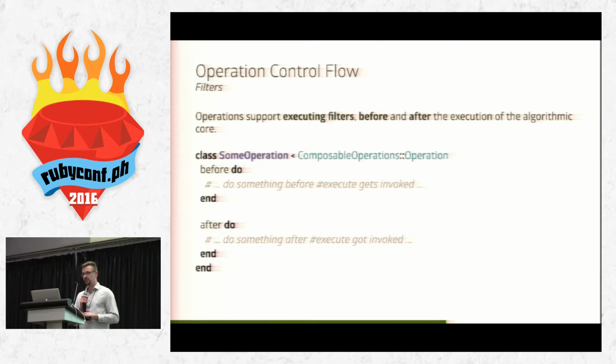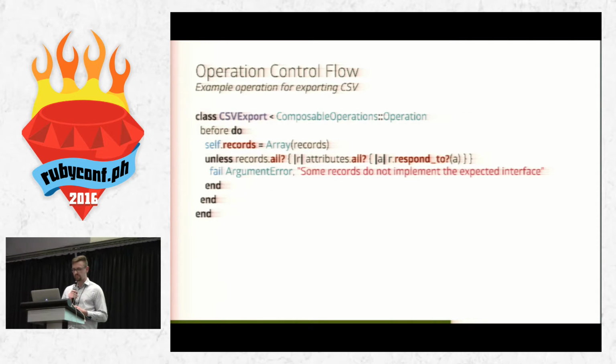Operations also support before and after filters that run before and after your execute method. So going back to our CSV export example, we might want to extend it with a before filter that actually ensures that all of our records respond to the attributes we are trying to export, and otherwise fail the operation, explaining that one of the records did not implement the expected interface.